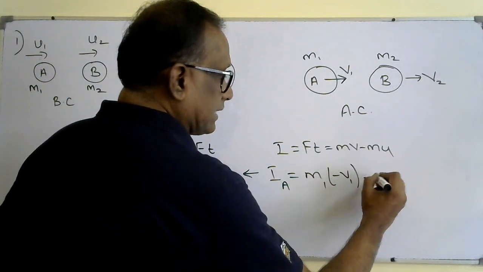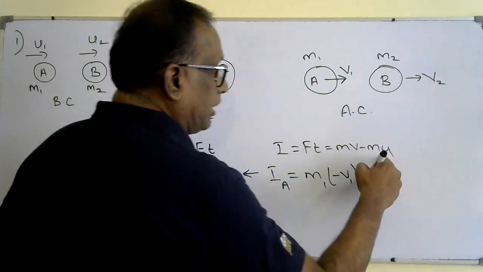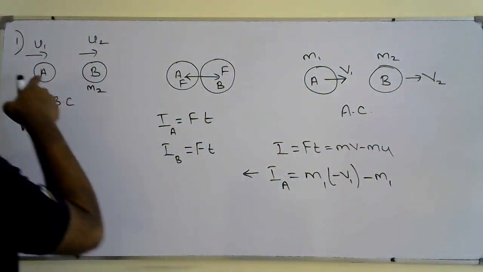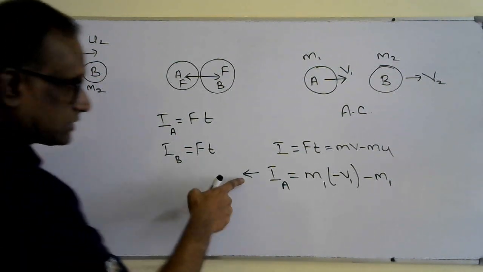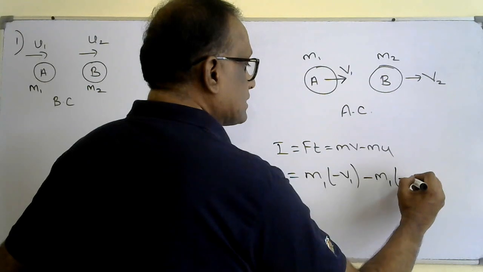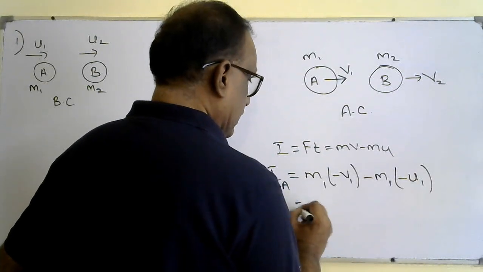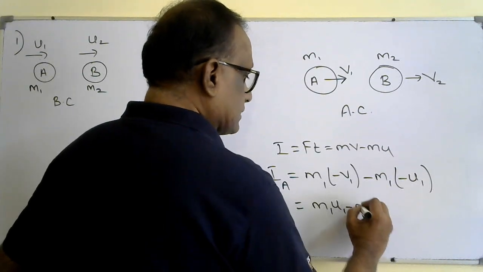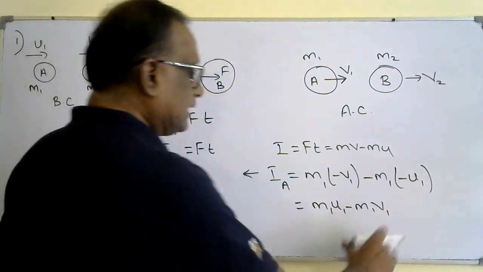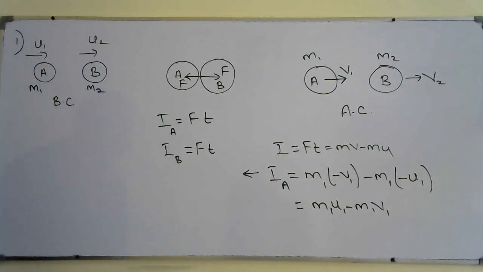This minus comes here. Again m1 into u1. u1 is also towards right. I am taking towards left positive, so minus u1. So it's going to be m1 u1 minus minus plus minus m1 v1. That is the change in momentum of A.